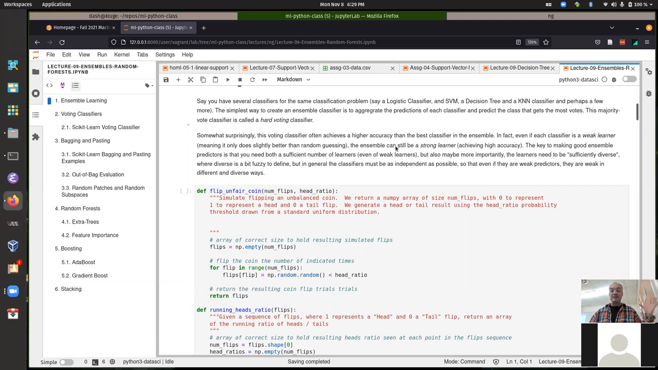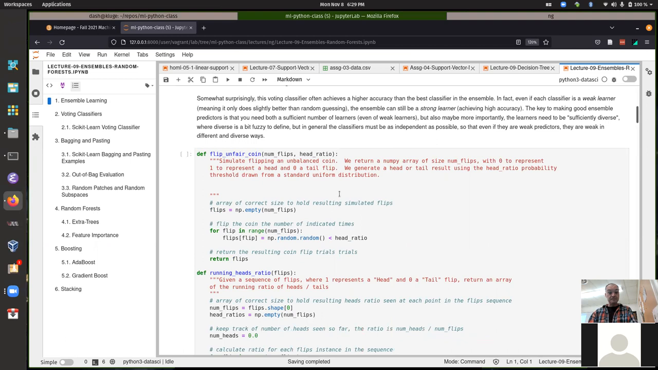So if you do something to create a lot of variety in the classifiers, you might end up getting some strength, some benefits out of doing ensemble classification here, if it's sufficiently diverse.